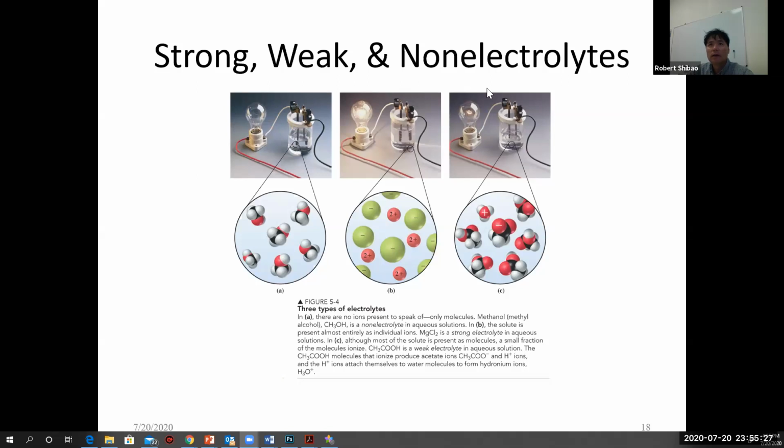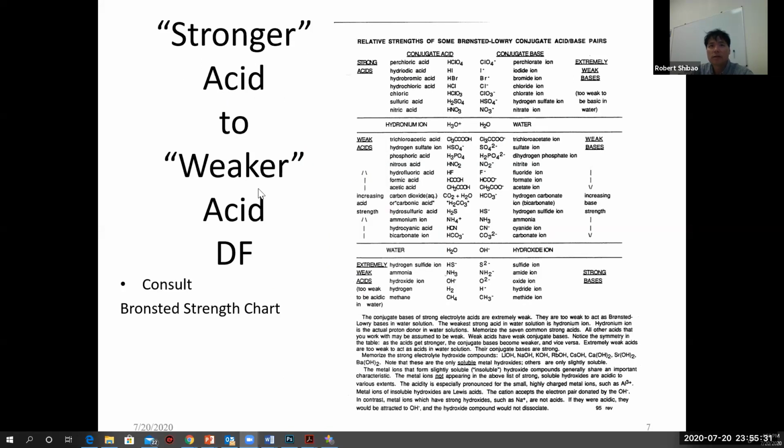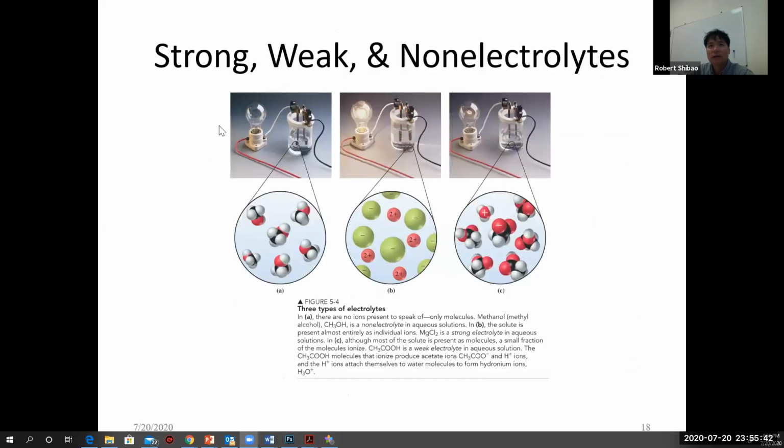Okay, then we look at stronger acid, weaker acid. One of the things is strong acids are strong electrolytes. Weak acids are weak electrolytes. And so weak electrolytes are more stable. Another thing is the formation of weak and non-electrolytes is less stable in this case. This would be a strong electrolyte.